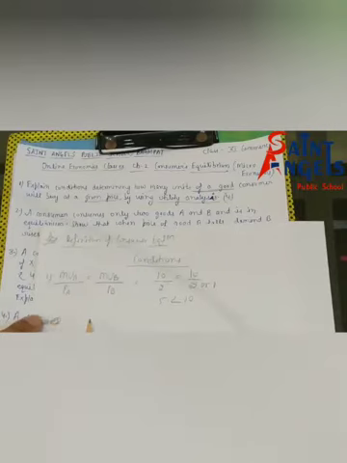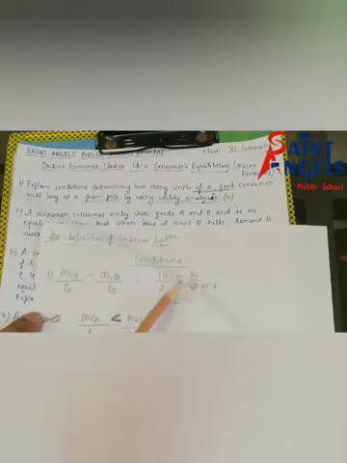You can say that the condition will be this: MUA upon PA less than MUB upon PB. According to this, the condition will occur.